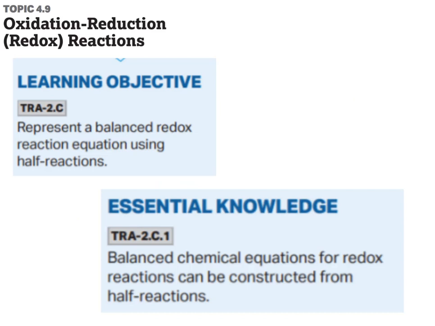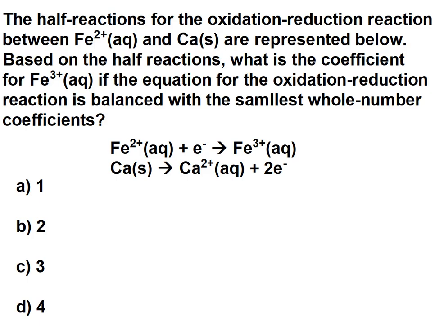You may also have to balance redox reactions. We'll be talking more about redox reactions in Unit 9. But remember that your electrons have to cancel. So make sure that you multiply your reactions to make sure the electrons cancel out. Go ahead and pause the video and try this one on your own.